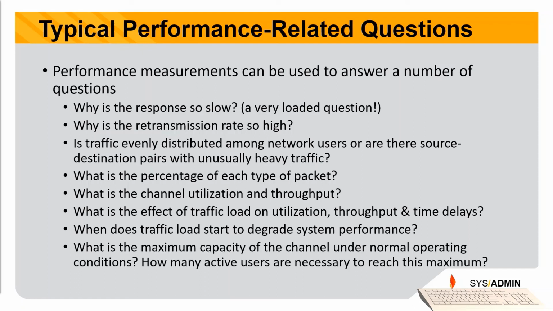The last one is: what is the maximum capacity of the channel under normal operating conditions, and how many active users are necessary to reach this maximum? As a network administrator, you should know that this network or this internet connection could only allow 100 people to access. If you have more than 100, then performance degradation begins. As a systems administrator, you should have the solution to that. The possible solution is a reallocation of resources.